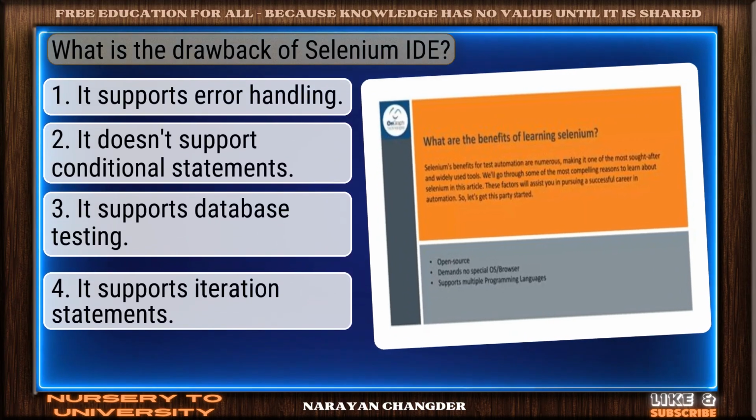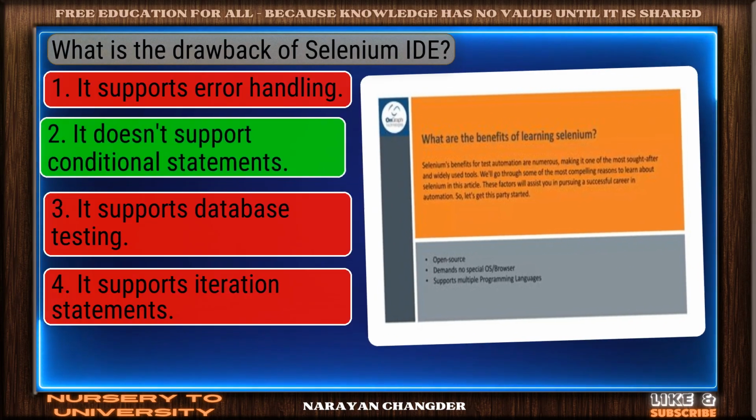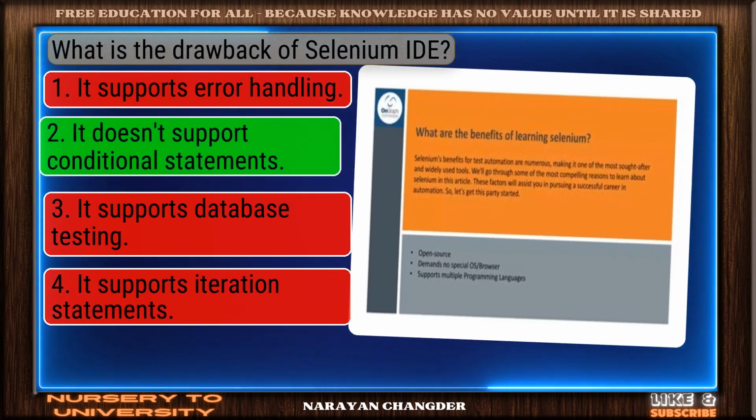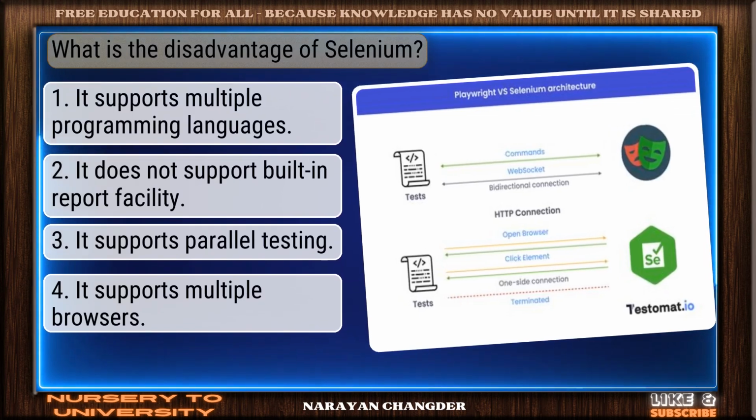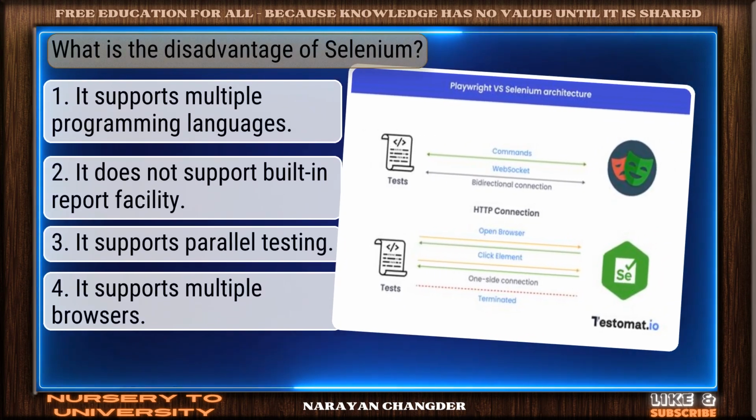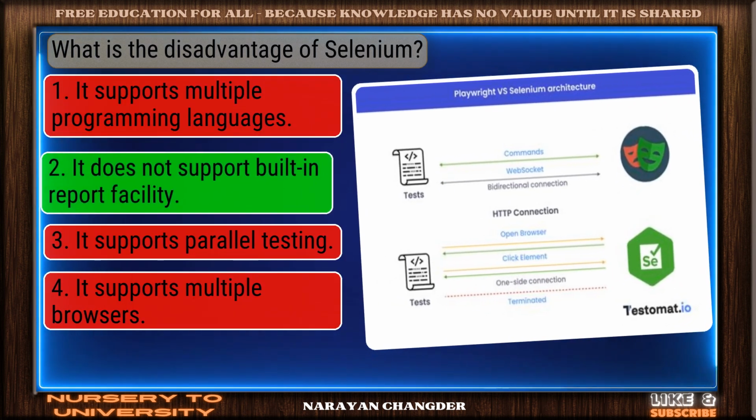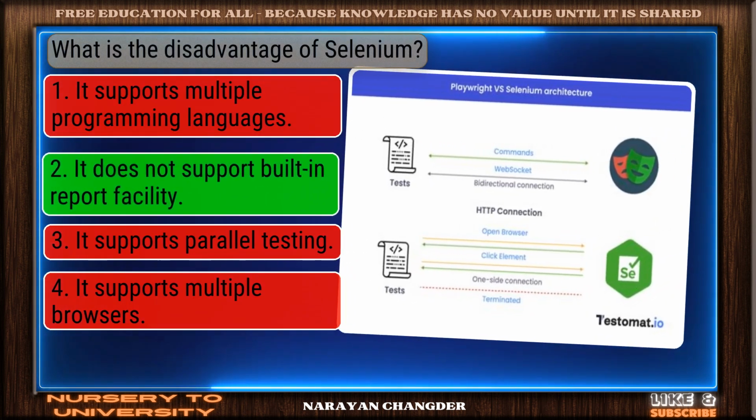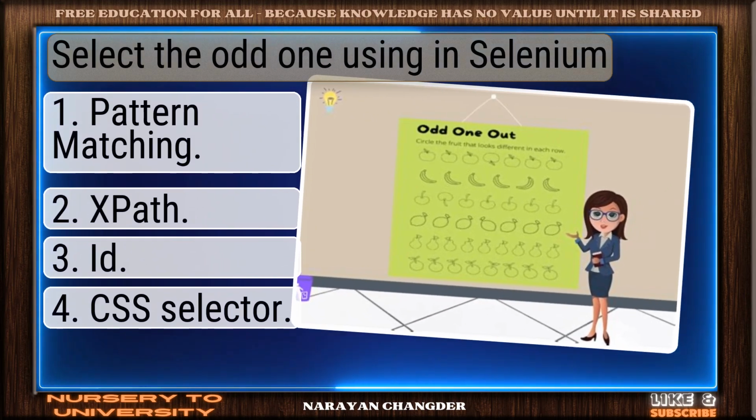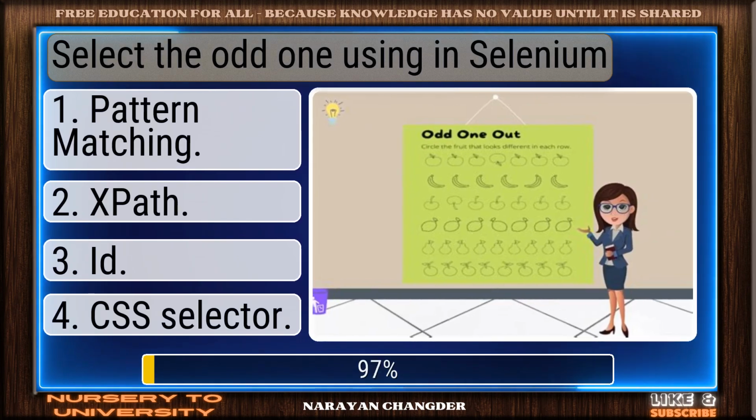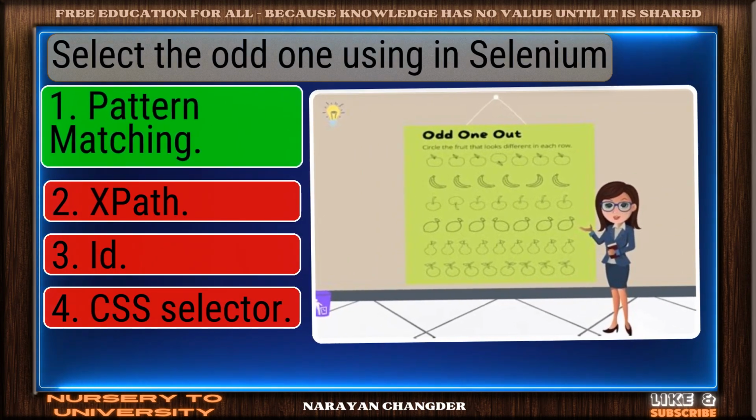Question number 58. What is the drawback of Seleniumide? Well done. It doesn't support conditional statements is the right choice. Question number 59. What is the disadvantage of Selenium? Excellent choice. It does not support built-in report facility is the right answer. Question number 60. Select the odd one using in Selenium. Good job. Your answer pattern matching works well here.